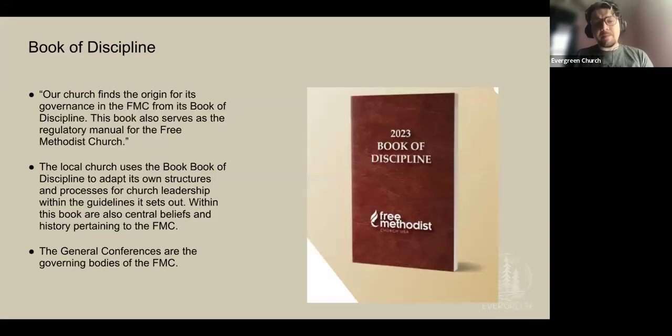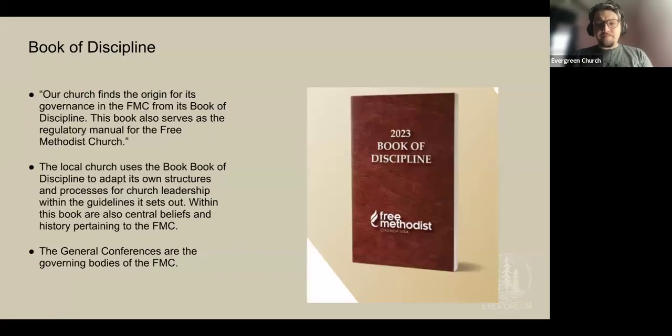So, the Book of Discipline is where our governance and our theology and our everything is kind of housed. It serves as the regulatory manual of the Free Methodist Church. The local church uses the Book of Discipline to adapt our own structures and processes. It lays out wisdom and some structure, but then local churches have some freedom to adapt.